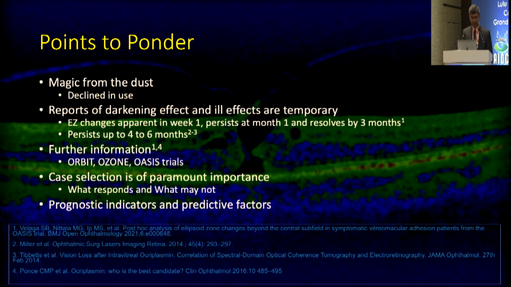Further information is definitely necessary, and the OASIS, Orbit, Ozone trials which have taken place have not given us the full answer. So really, case selection is of paramount importance so as to know what responds well and what may not. Prognostic indicators, predictive factors are definitely necessary. Just for example, the pre-operative ellipsoid zone changes can be a prognostic factor, say for macular hole surgery. And similarly, this is what we need.